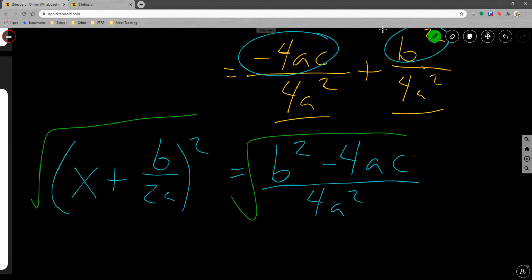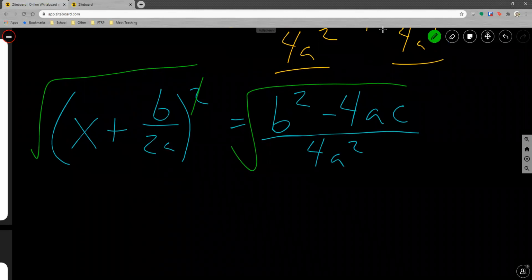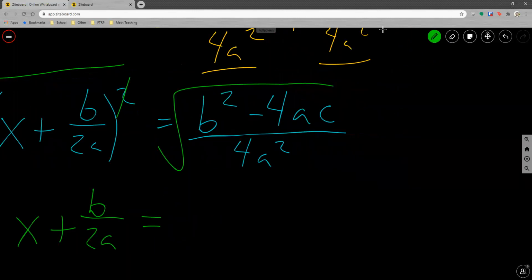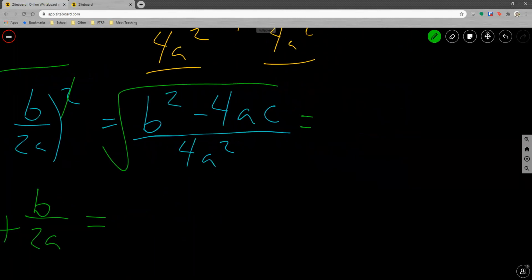This is crazy. Left side is nice. I've got a perfect square. Square root gets rid of it. So I've got x plus b over 2a. Notice that we're almost to the point where x is by itself. The right side is going to be a mess. I'm going to rework this right side really quick.